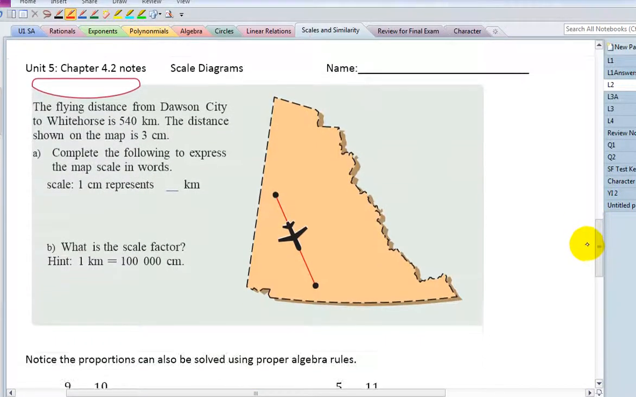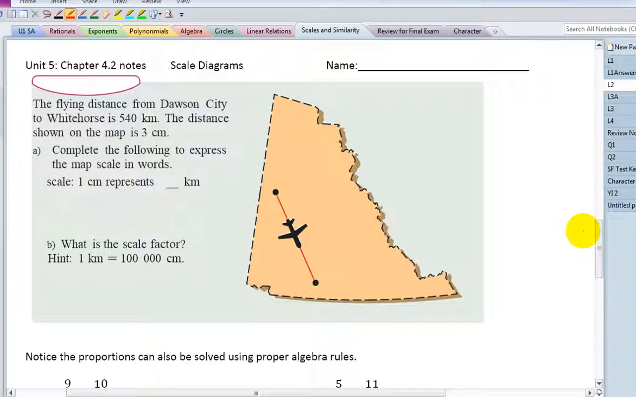Okay, the maps. This is going to be a question on your homework. So we are flying from Dawson City in the Yukon to Whitehorse. If you fly there, it's 540 kilometers. But on the map, it's only 3 centimeters.